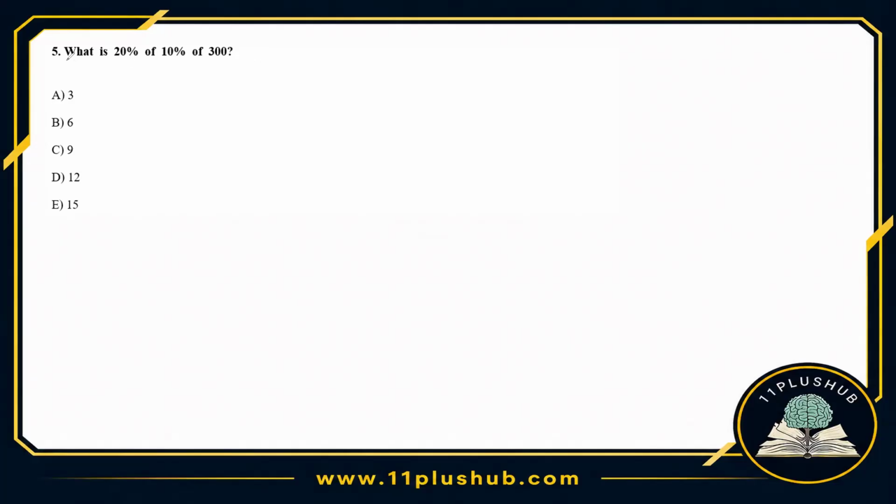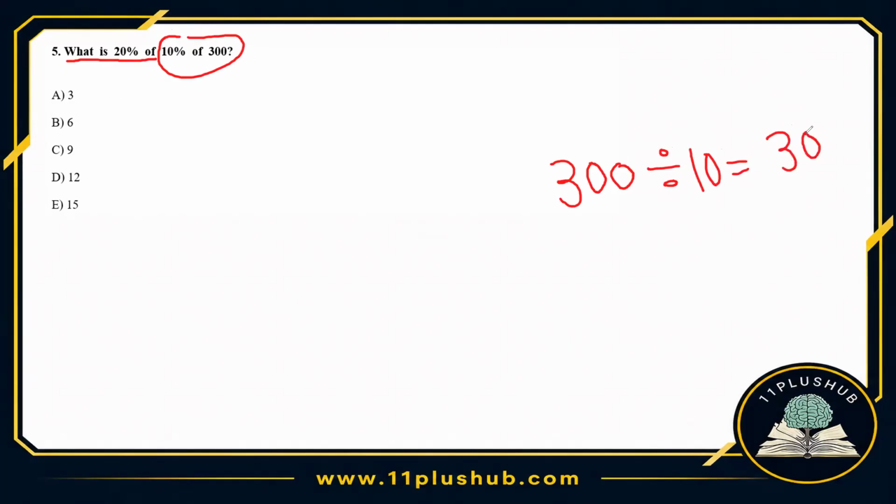The question says, what is 20% of? Well, what is it we need to find 20% of? We need to find 20% of this, 10% of 300. So the first thing we need to do is figure out what 10% of 300 is, which is very straightforward, isn't it? Because to find 10% of any number, we simply divide it by 10. That's how we find 10% of any number, okay? So the answer in this case is going to be 30.